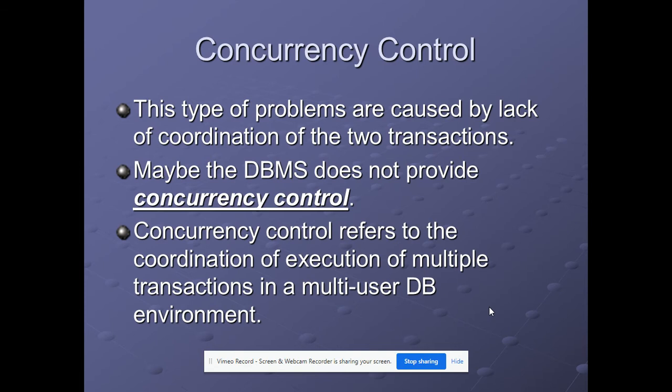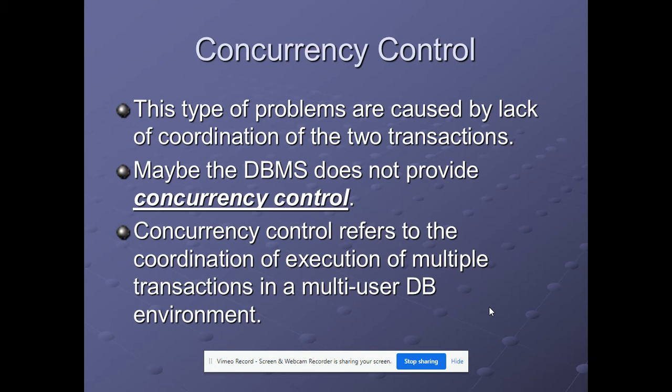Then concurrency control. This type of problem is caused by lack of coordination between two transactions. Let us say in the bank account example, we are reading the amount that is in the bank. Then the process should be concurrent: you read, you make a change, then you update, committing the changes. So if somebody is trying to make a change when someone is reading from the database, he is going to read the change.